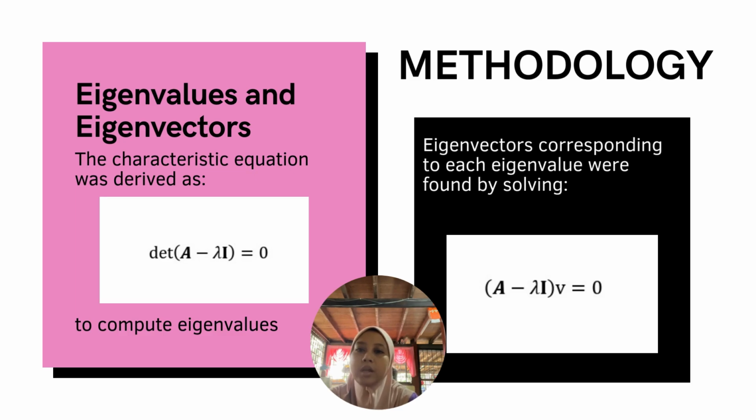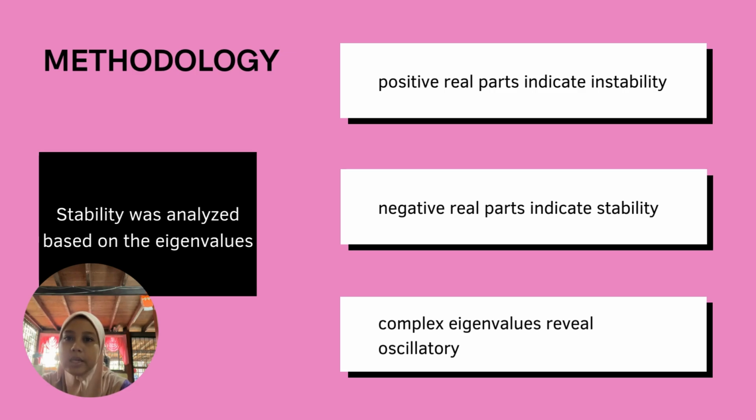Once we find the eigenvalue, we determine the eigenvector by solving the equation A minus lambda I multiplied by V equals 0, where V is the eigenvector corresponding to each eigenvalue. This eigenvector indicates the direction of growth or decay in the system. This step was carried out using both manual calculation and computational tools like Mathematica to ensure accuracy and efficiency. Finally, we analyze the eigenvalues to determine the system stability.